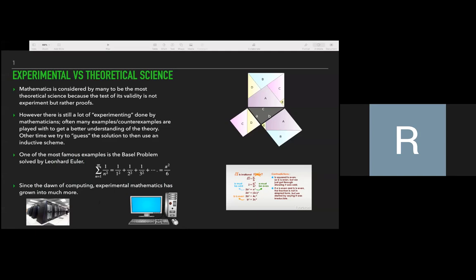The series converges extremely slowly, and in Euler's time they didn't have computers to get an estimate of what this was. So to guess this, he had to come up with some interesting computational methods using what's known as the Euler-Maclaurin summation formula. Using this, he guessed the value is pi squared over 6, which gave him intuition on what tools to call, and he then used trigonometric functions to prove this rigorously. Since the dawn of computing, experimental mathematics has grown into a lot more.